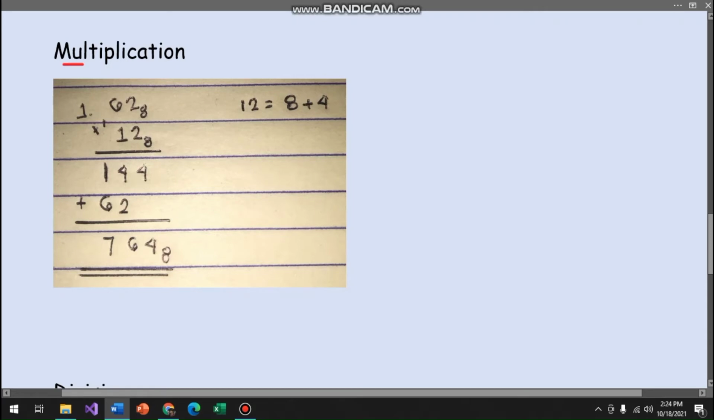Third, the multiplication. In this example, we have 62 base 8 multiplied by 12 base 8. Like in normal multiplication, first we multiply 2 times 2, that is equals to 4, and 2 times 6 is equals to 12. Like what we did earlier, we will subtract this number from 8, and the difference is the number that we will put here.